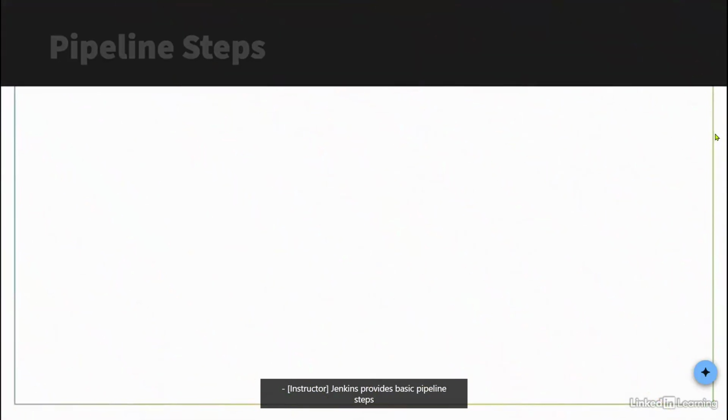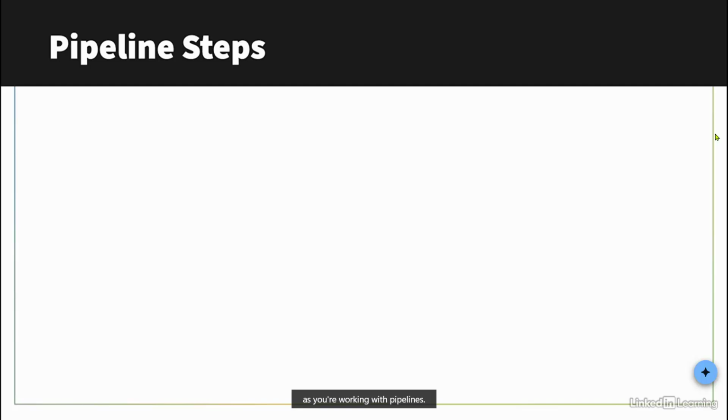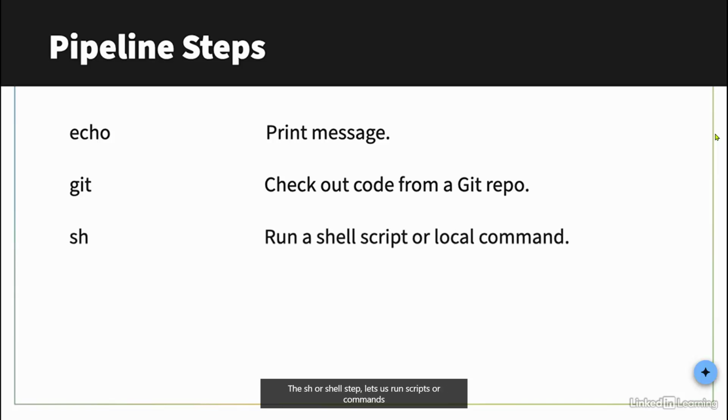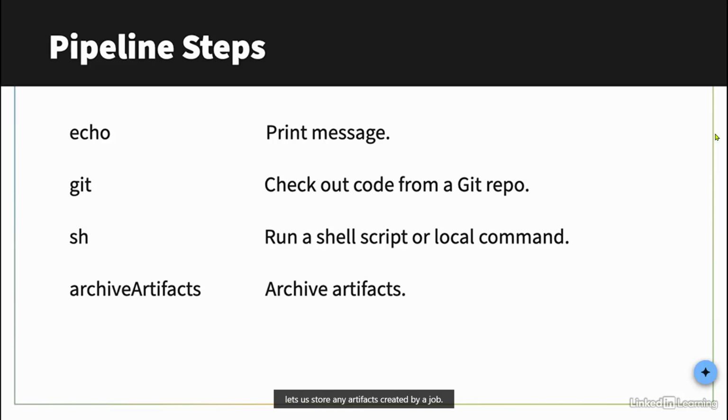Jenkins provides basic pipeline steps that we can use without having to do any additional setup. Here are a few of the most common steps that you'll see as you're working with pipelines. We've already seen the echo step, which just prints a message. We can use the git step to check out code from a Git repo. The sh or shell step lets us run scripts or commands on the local system. And the archive artifact step lets us store any artifacts created by a job.